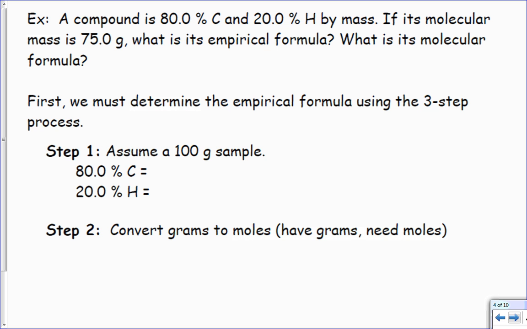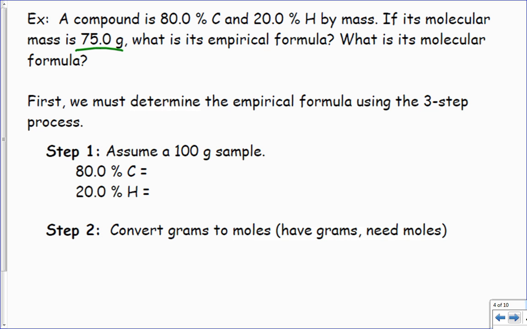And again, the same thing. I have a compound that is 80% carbon and 20% hydrogen by mass. If its molecular mass is 75, what is its empirical formula? What is its molecular formula? So here's the new piece. The new piece is the total mass of that molecule is 75 grams, okay? Or of the compound. So what is the molecular formula?